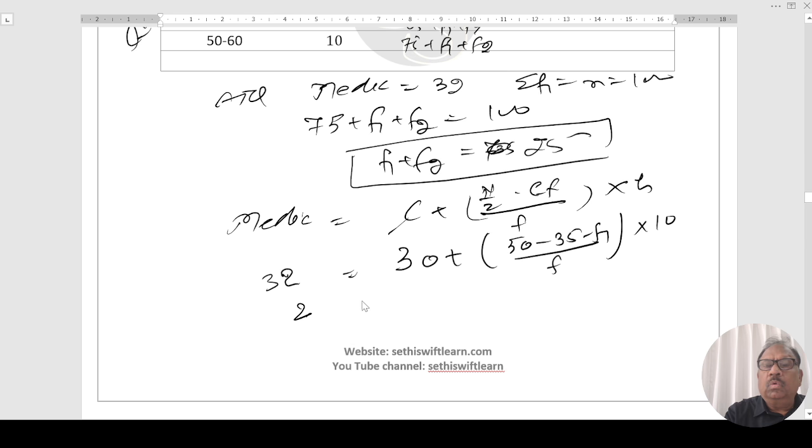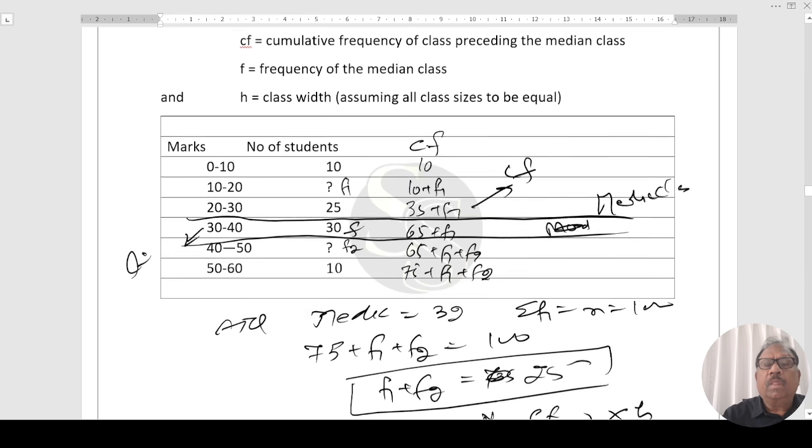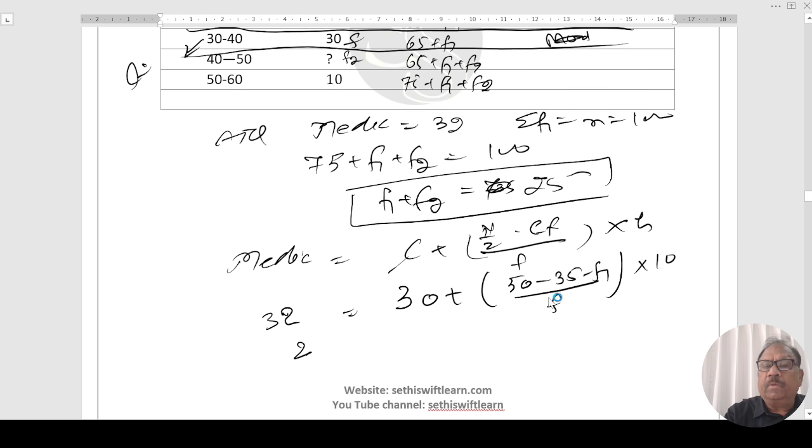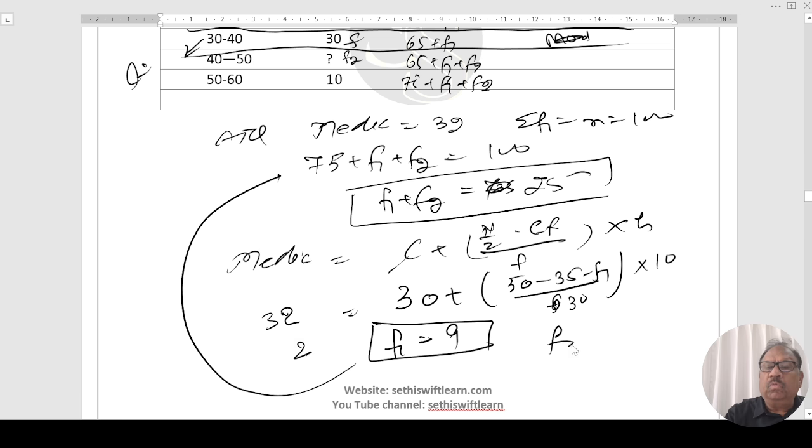2F is 30. Now on simplification, we get F1 equal to 9. On substituting this in this equation, we get F2 equal to 16. That is the answer.